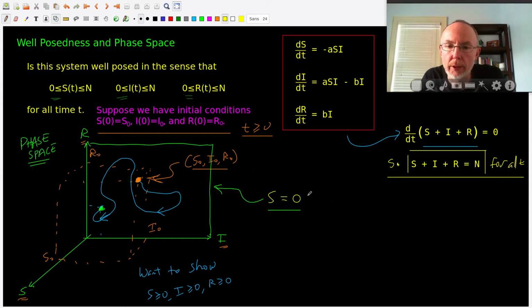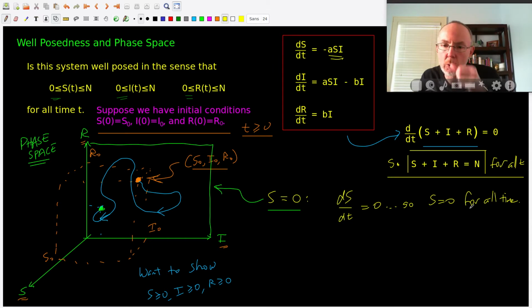Let's look at the differential equations and see what they tell us. Well, if I look at this first equation and I know S is 0, then I know this is going to be 0, because whatever I is, S is 0. So dS/dt is going to be 0. So if I'm on this plane where S is 0, then dS/dt is equal to 0. And so S is equal to 0 for all time. Think about what that means.